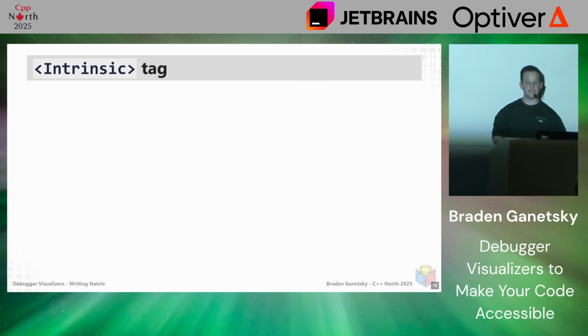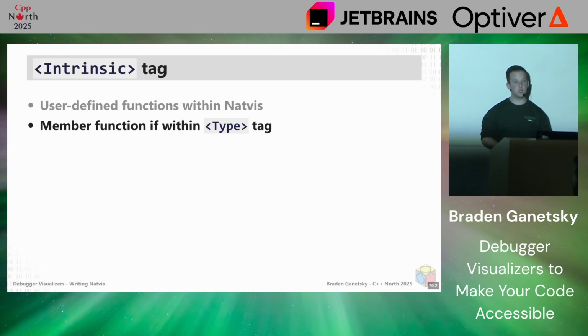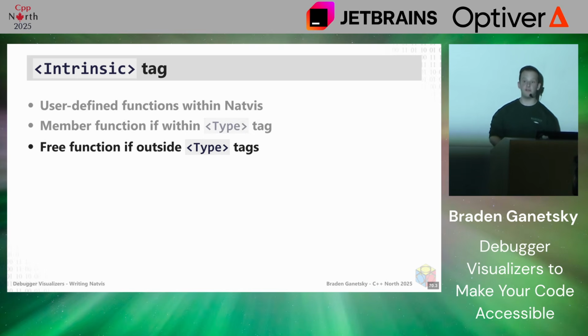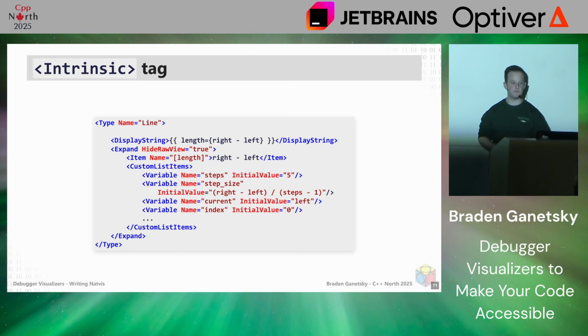I'm going to talk about intrinsics. This is the last part of NatVis. I'll talk about user-defined functions within NatVis. They are a member function if they're defined within the type tag, and they're a free function if they're defined outside of the type tag, just in the global AutoVisualizer tag. And you can do that. They can have parameters, they can be overloaded. I won't show either of those things, but I would love to talk about that in a subsequent talk.